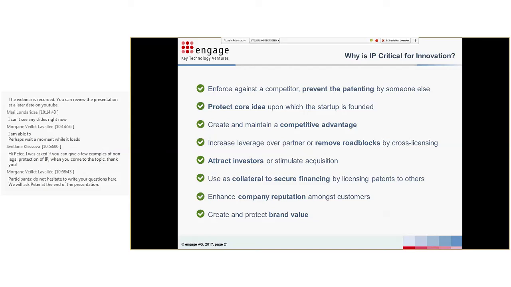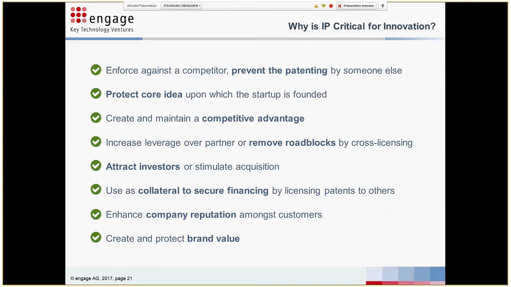Why is IP critical for innovation at all? First, you can prevent a competitor from using your innovation without paying, or even prevent the patenting of your innovation. I saw even this. One guy from a university had an innovation and said, I don't want to patent, it's so complicated, and whatever. And a year later, he came back and said, well, someone I dealt with applied for a patent with exactly my technology. And then I could only tell him, well, I told you, why did you not apply for this patent?